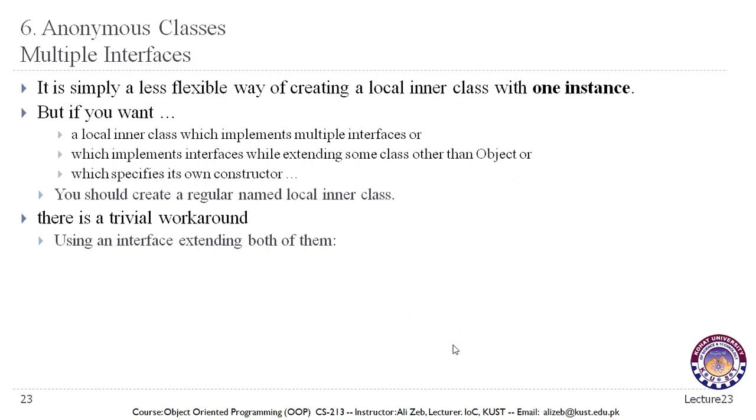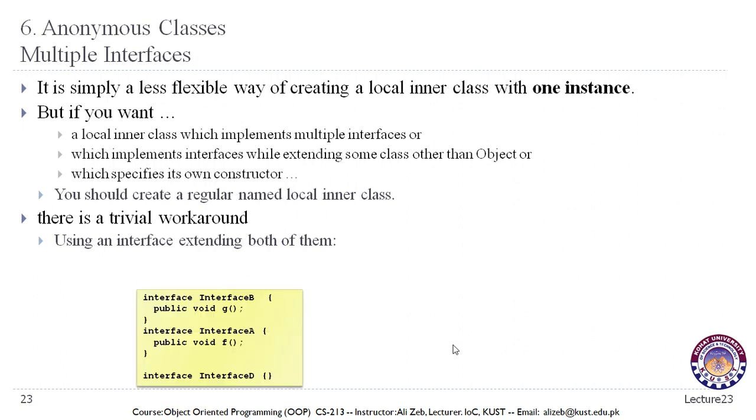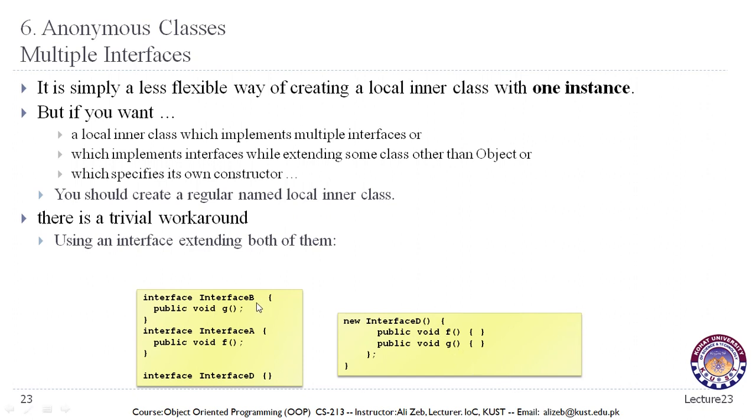Using an interface extending both of them. So we can create an interface if we want to have multiple interfaces. For example, if you want to use both of these two interfaces, you can create another interface that extends both of these interfaces, and then you have all of these options as well. But if you want to use an anonymous inner class, then this is the way you can do this.